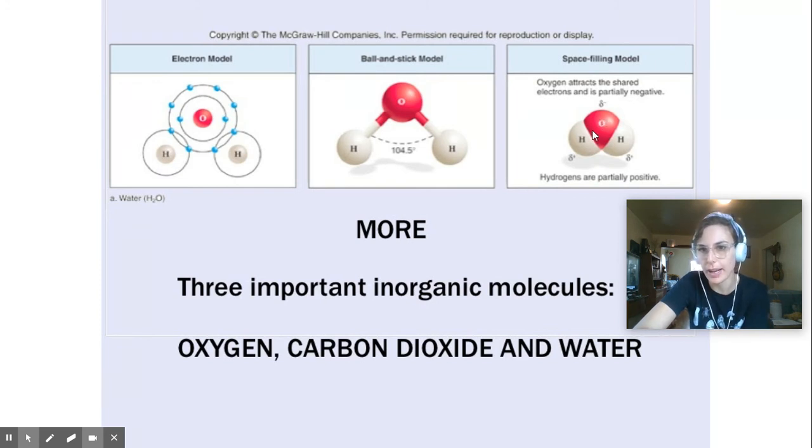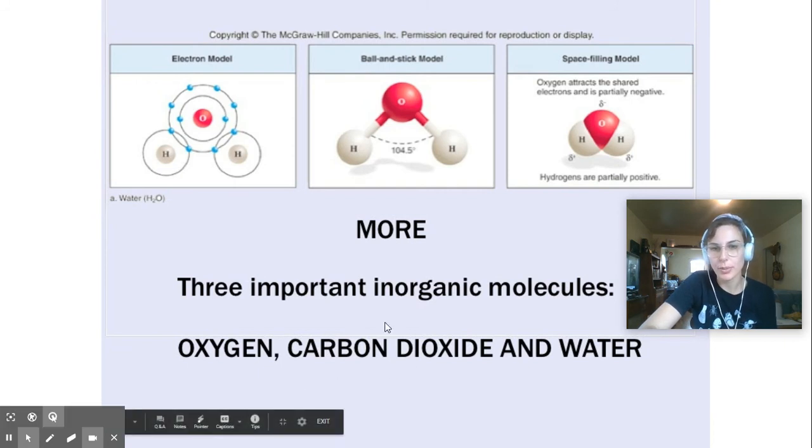So when it pulls those electrons closer to it, it makes it overall more negative and it makes the hydrogens more positive, or partially positive, okay? And so we see that with all of our three important inorganic molecules. We see this sort of polarity, okay?